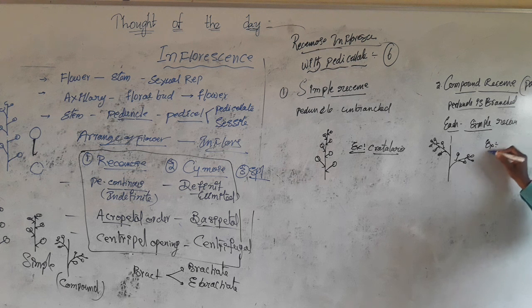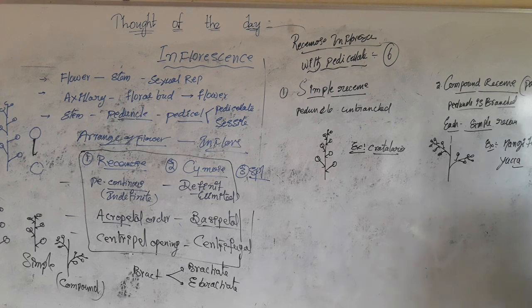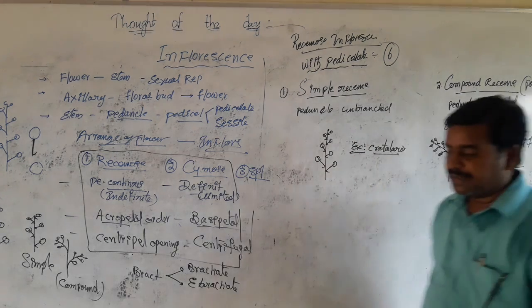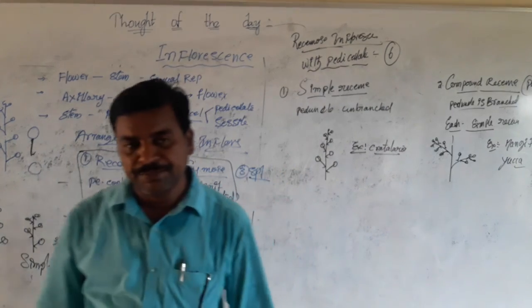Okay, the best example is Mangifera. This is the scientific name of mango. And another plant, Yucca. Mangifera and Yucca are the best examples for this compound raceme inflorescence.